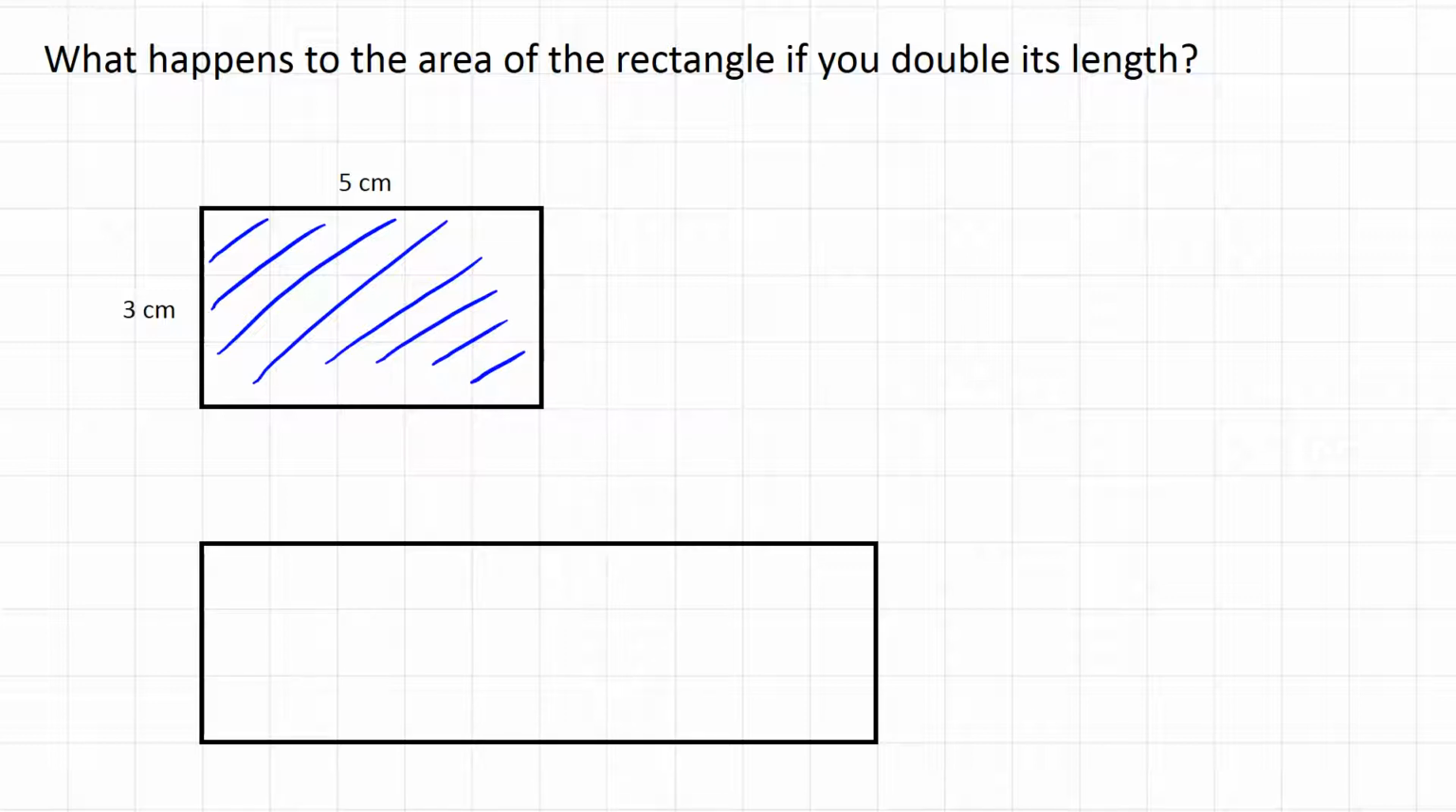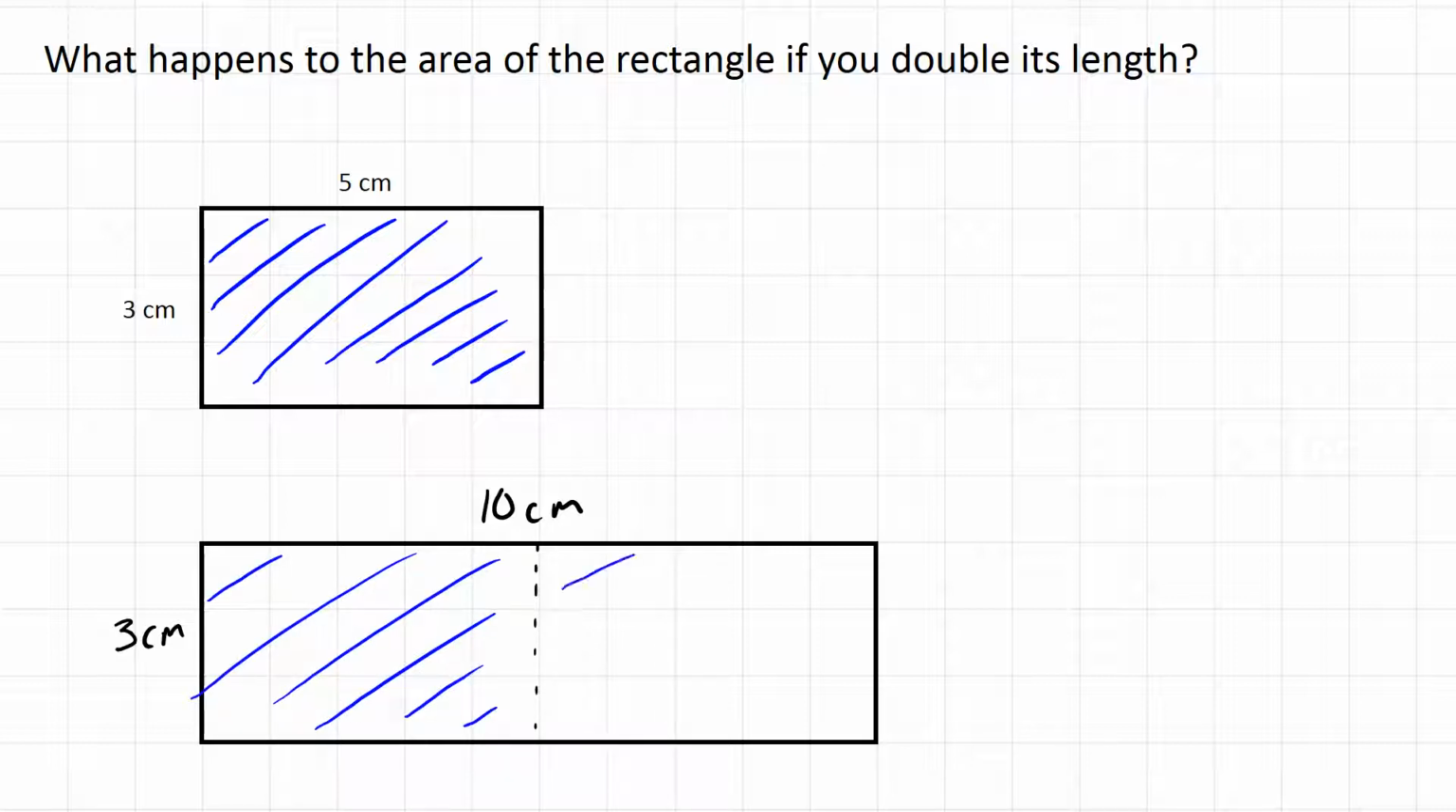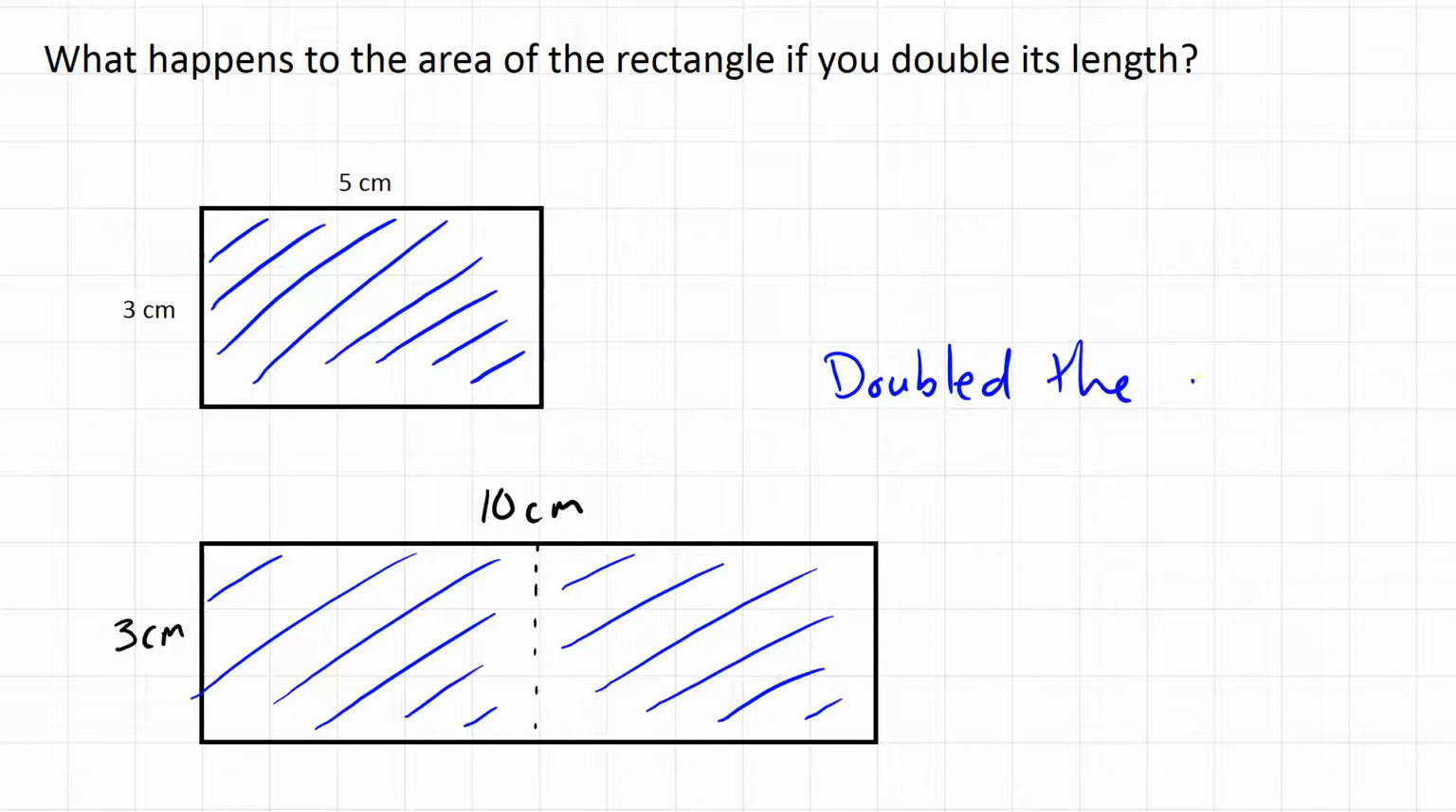Well, if we double the length, so we still have 3 centimeters on the width, and now we have 10 centimeters on the length, what we see is we basically have the equivalent of 2 of the original rectangle. So by doubling the length, we doubled the area. Let's write that out. Doubled the area.